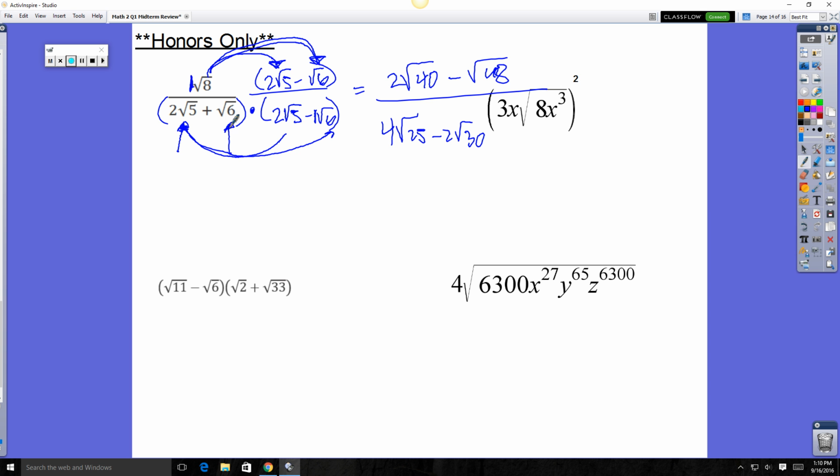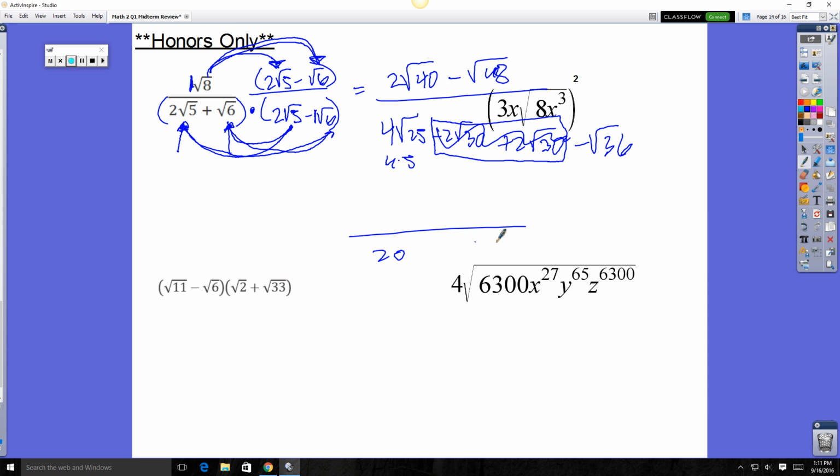And then a square root of 6 times 2 square roots of 5 is going to be a plus 2 square roots of 30. And a square root of 6 times a minus square root of 6 is going to be a minus square root of 36. So it looks kind of messy, but it's pretty nice. Those are opposites, negative 2 and a positive 2, so that's 0. Square root of 25 is 5, so that's really 4 times 5. So my bottom, I've got 20 and then minus 6. So my bottom, I've got 14.